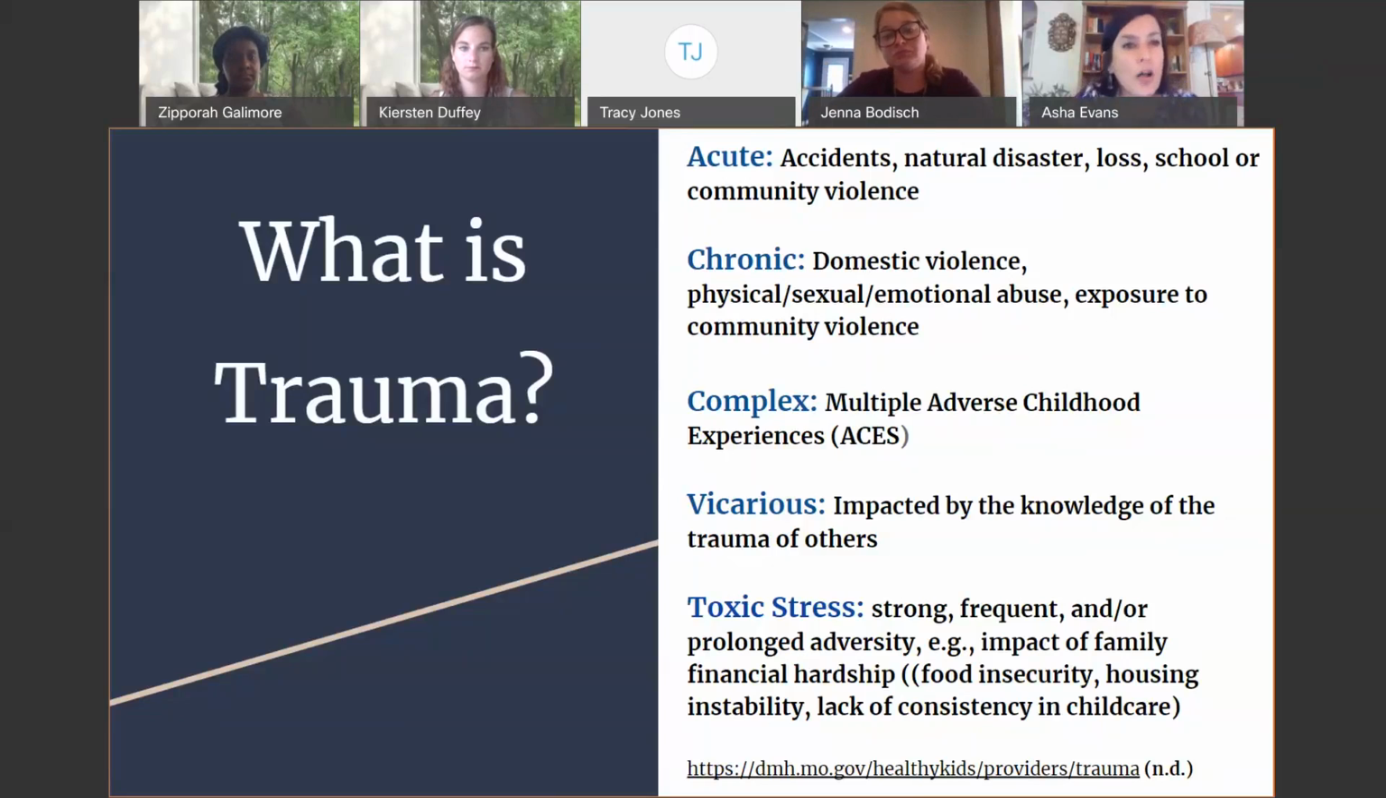Also worth mentioning is toxic stress. Toxic stress isn't necessarily an event, but it's prolonged exposure to adversity. When we think of poverty and racism, those create toxic stress. An example is poverty. We have housing instability, food insecurity. All of those things can trigger the trauma or the stress response, which is what I'm going to talk about next.